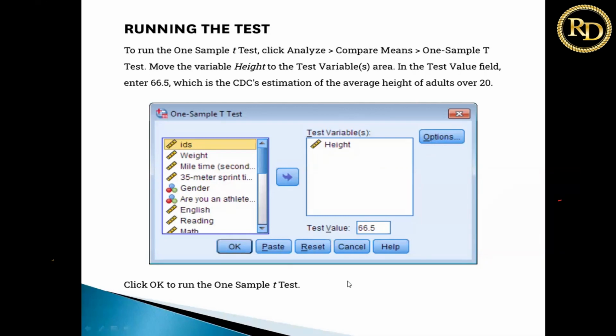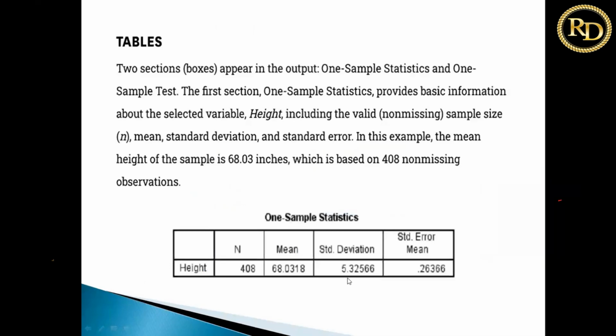So you will get the analysis, and you will have this type of table. This is the descriptive table, and two sections or boxes appear in the output: One-Sample Statistics and One-Sample Test. This is One-Sample Statistics, which means we have some descriptive statistics here. How many cases are there? What is the mean of the sample? What is the standard deviation, and what is the standard error of the mean?